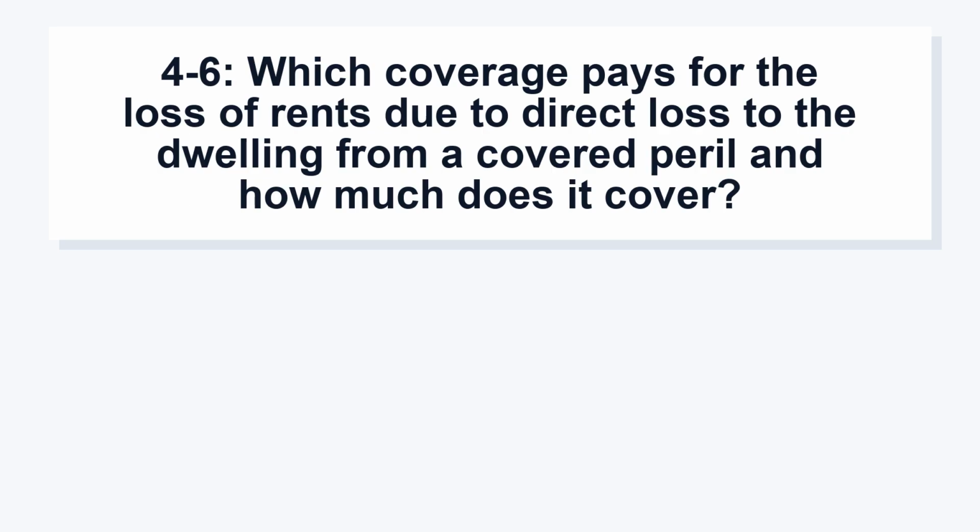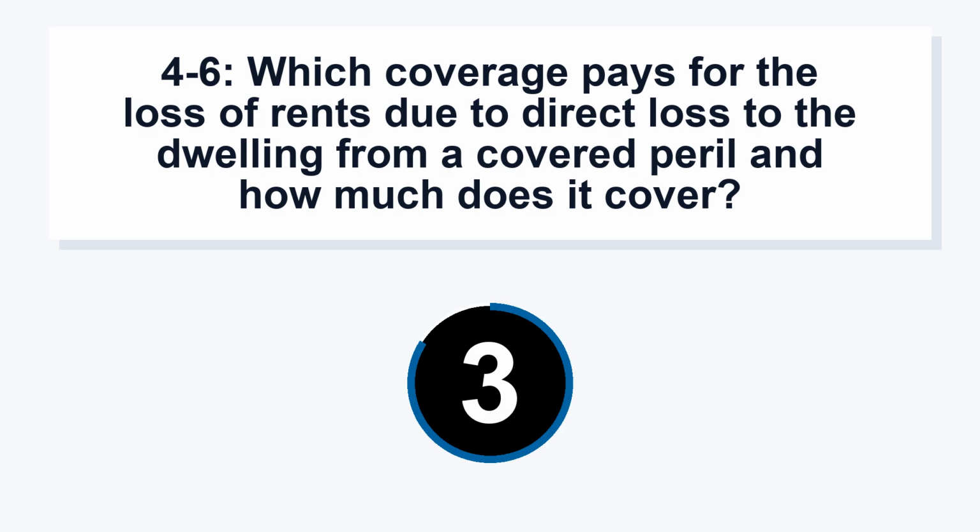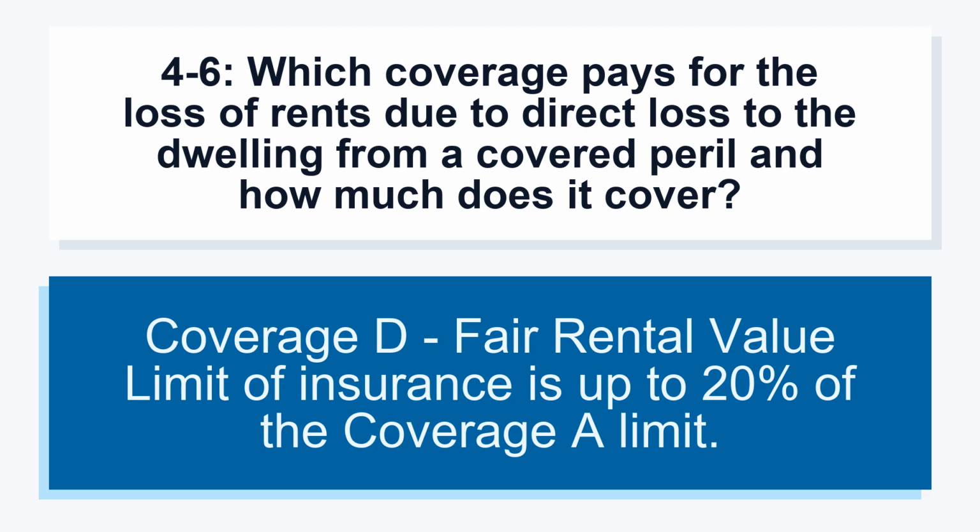4 to 6, which coverage pays for the loss of rents due to direct loss to the dwelling from a covered peril and how much does it cover? Coverage D, fair rental value. Limit of insurance is up to 20% of the coverage A limit.